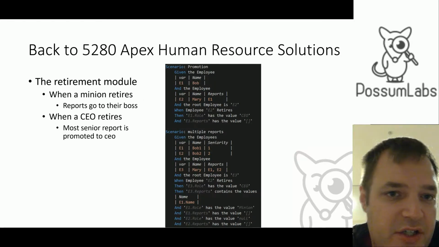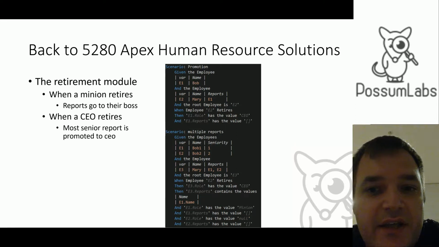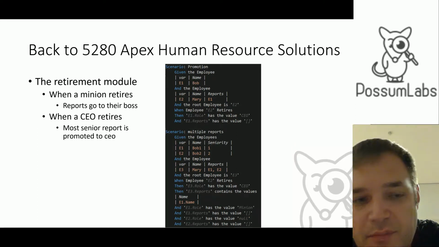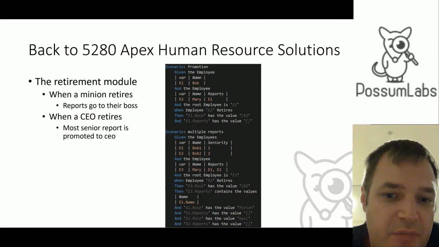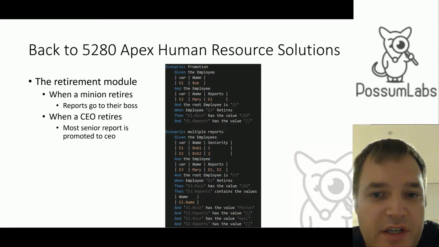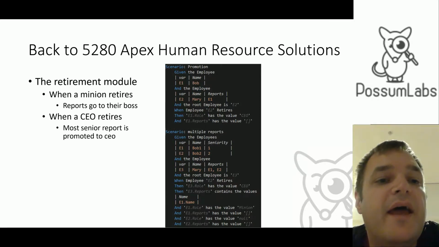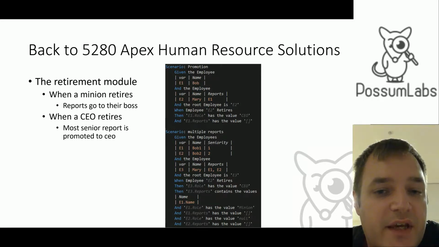So here this is in action. Here's our human resource solution again, and here we have some test cases, right? Again, our system is really simple. It just keeps track of a hierarchy of employees. You specify who is the CEO, which is denoted here, and the root employee is. And then we retire people, we keep track of things.